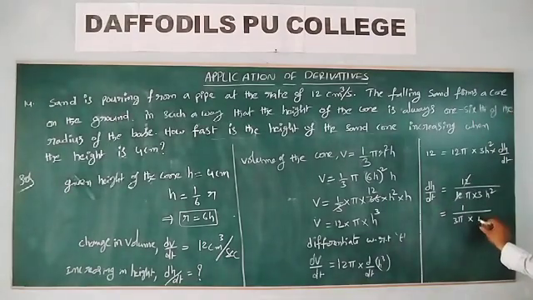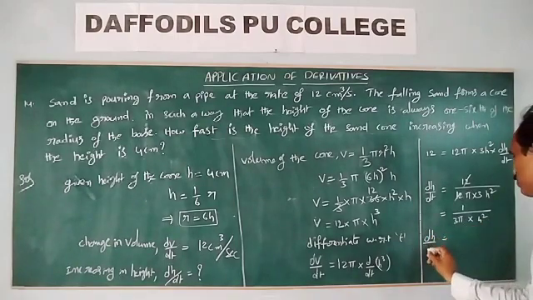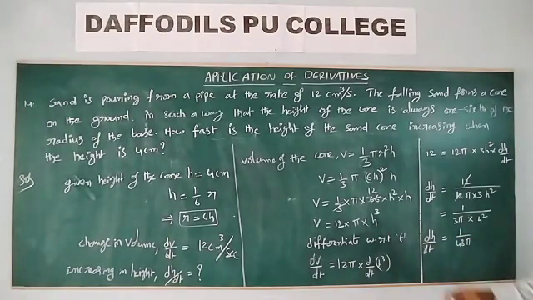4 centimeter, 4 square. So that implies 4 square is 16, 16 threes are 48. Therefore dh by dt is equal to 1 by 48 pi. The change in increasing height is nothing but centimeter per second, units are compulsory.